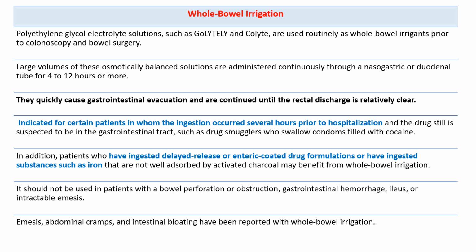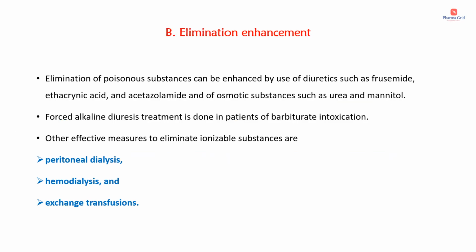It should not be used in patients with a bowel perforation or obstruction, gastrointestinal hemorrhage, ileus or intractable emesis. Emesis, abdominal cramps and intestinal bloating have been reported with whole bowel irrigation. So far, we have learned about the gastrointestinal decontamination methods, which includes the gastric lavage, use of activated charcoal, and whole bowel irrigation. Now we will see about the elimination enhancement.